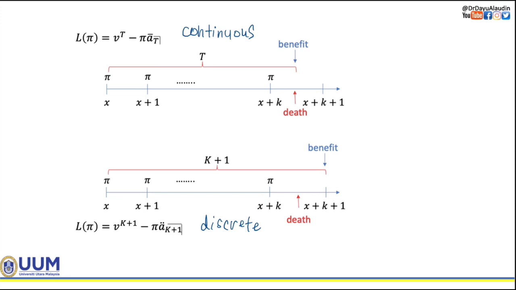So this is the premium paid by the policyholder or the insured until X plus K, when the death happened between X plus K and X plus K plus 1. Once the death happened, the benefit will be paid here for the continuous case. So that's why the n is equal to T, the accumulated value until T years.